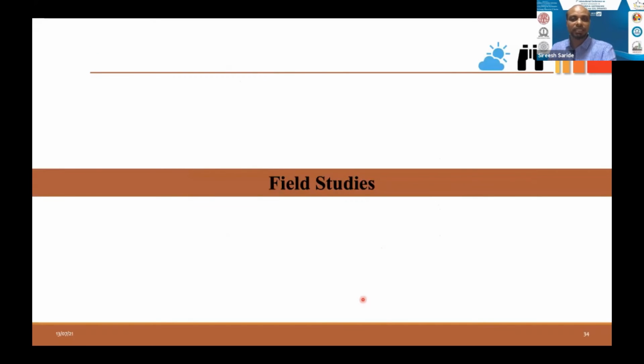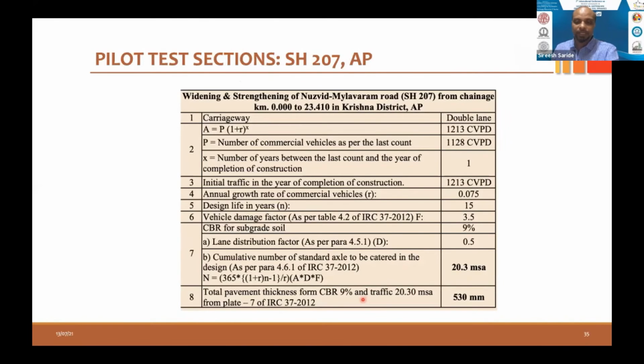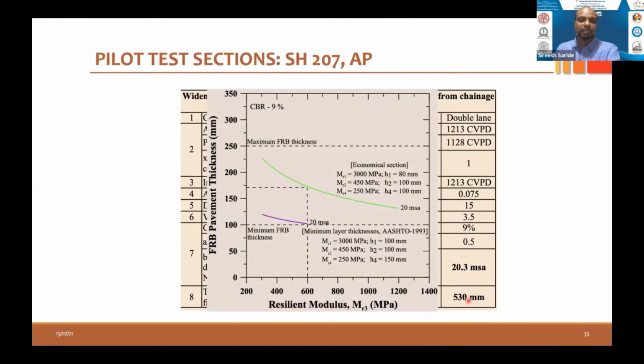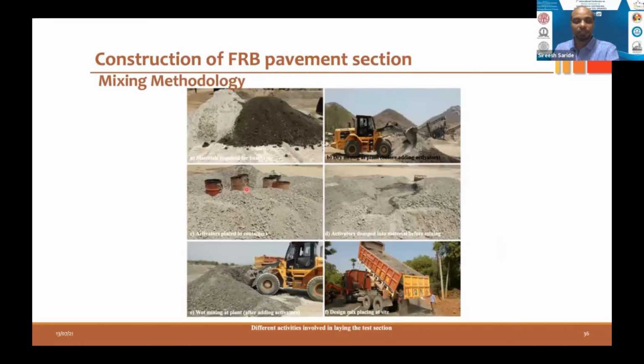So we have taken this data and with the confidence we went and constructed field sections. This is the original design developed by the Andhra Pradesh Road Development Corporation. And the traffic was about 20.3 million standard axles, cyclic loading, and the thickness was about 550 millimeters. So we have redesigned the same section using our present design methodology, and we can actually provide, instead of 550, the base layer itself, we reduce from 250 to 175 millimeters. A reduction of 20% material can be achieved from this approach.